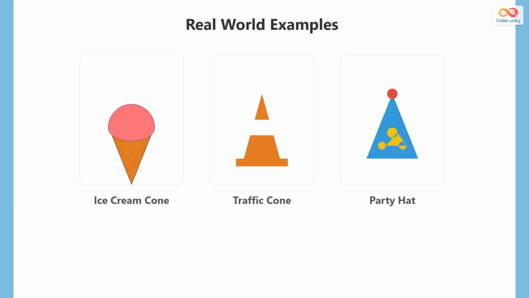Cones are everywhere in our daily lives. The most delicious example is, of course, the ice cream cone. On the roads, we see orange traffic cones used for safety. Even a simple party hat is a perfect example of a conical shape. Recognizing these shapes helps us connect abstract geometry to the real world.